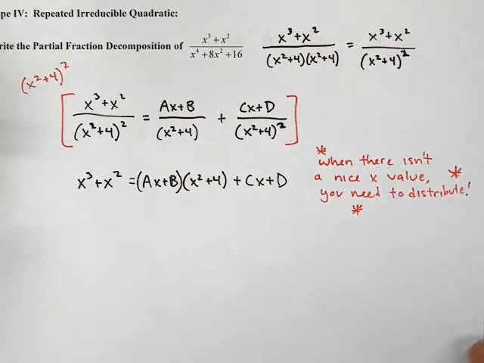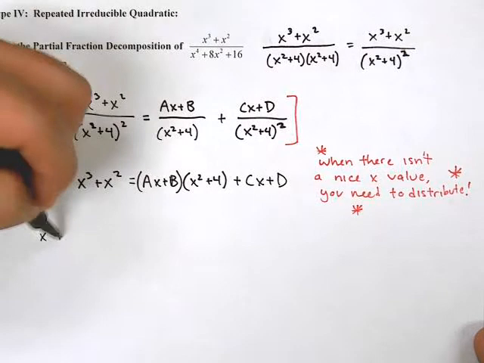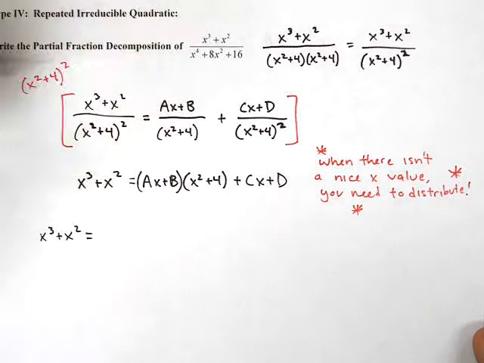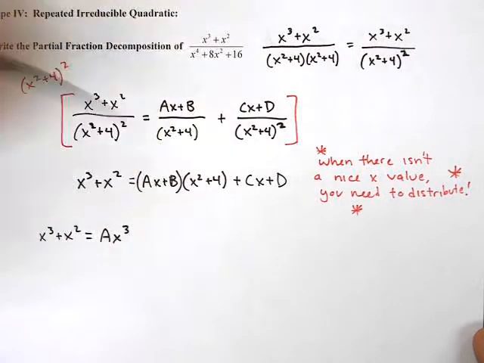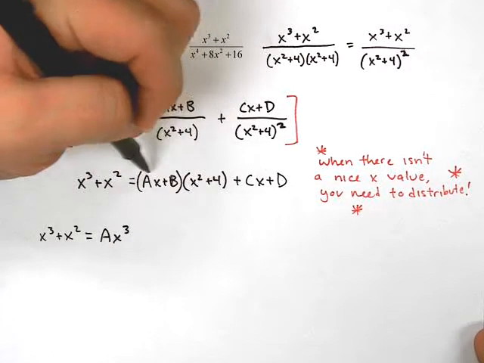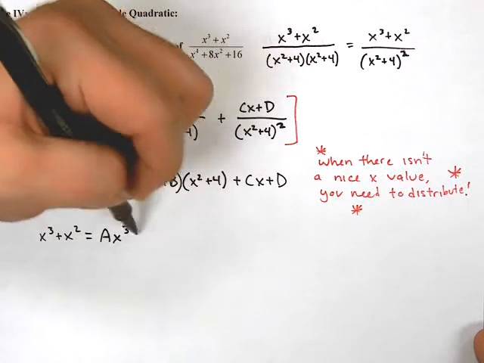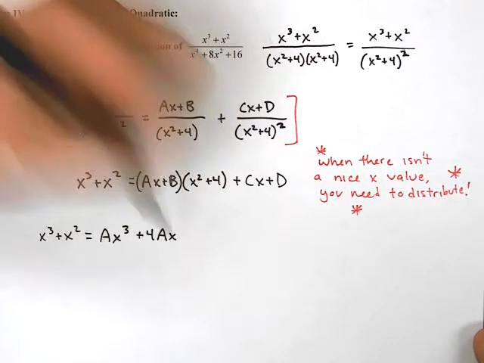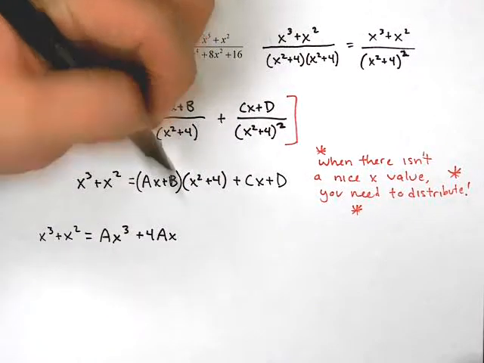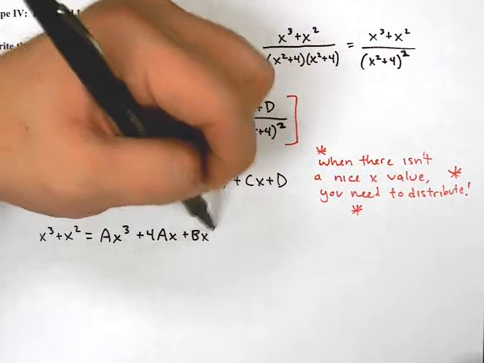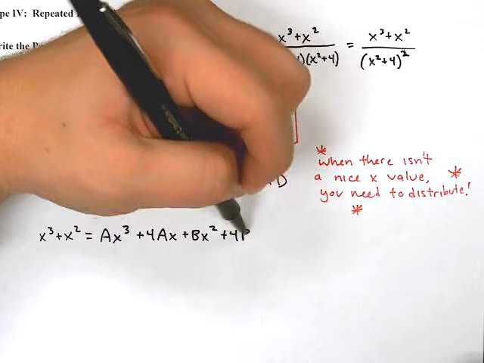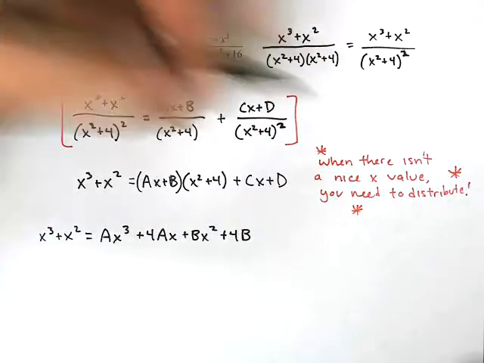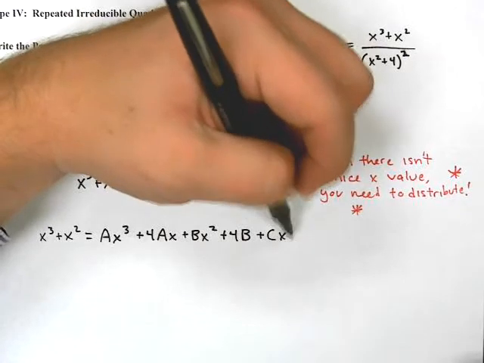Let's take a look here. X cubed plus x squared equals. Now, I have ax times x squared, so ax cubed. And I have ax times 4, so plus 4ax. Then I move over. I have bx squared plus 4b. And then I still have my cx plus d.